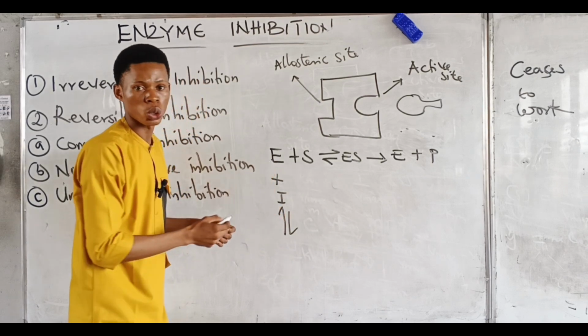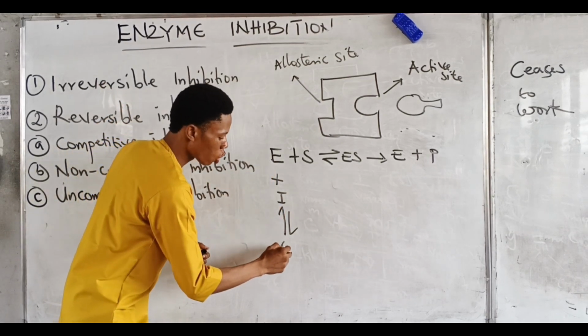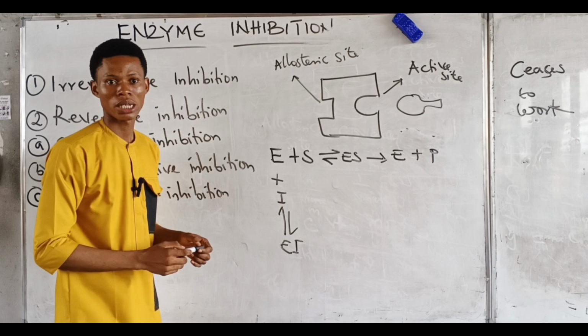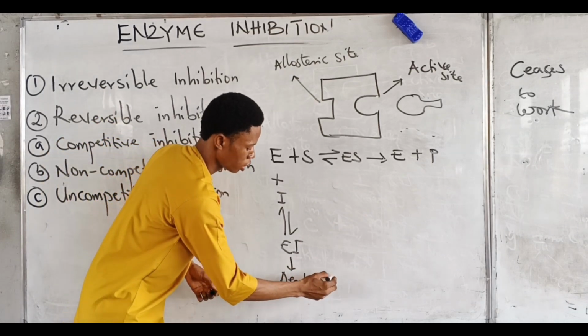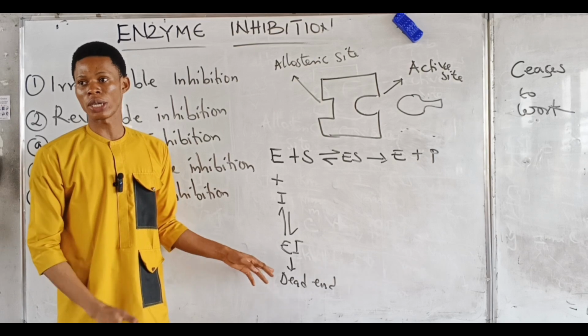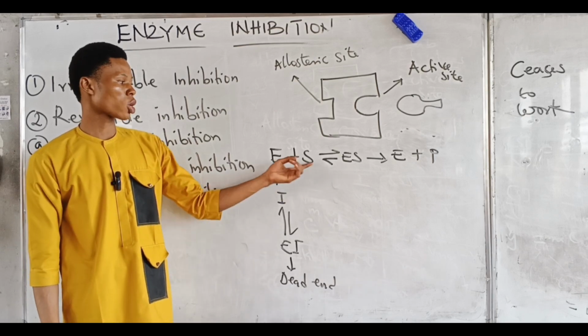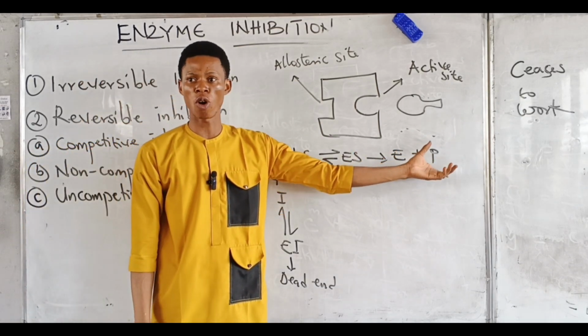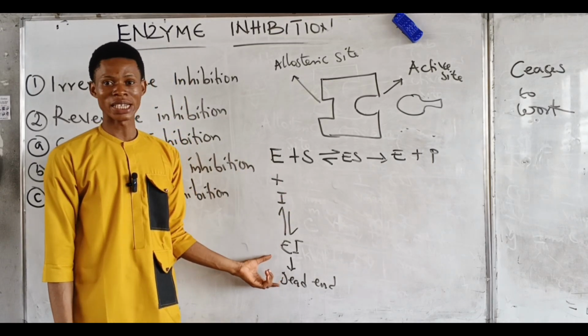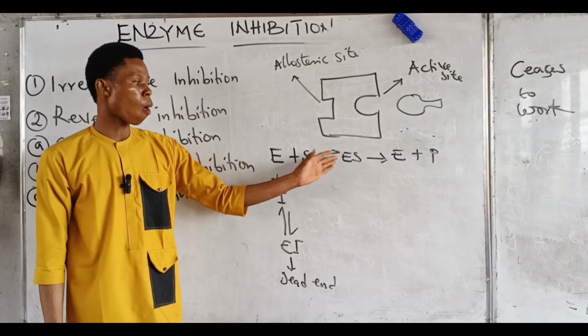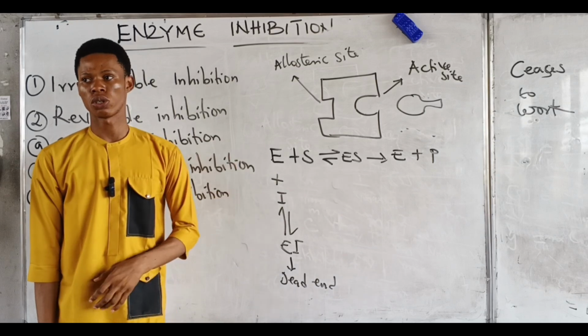If the inhibitor binds to the enzyme, what do we have? The inhibitor enzyme complex, right? And this is a dead end, because catalysis cannot take place here. But if the substrate binds, catalysis takes place to form products. If the inhibitor binds, we have a dead end. So this is competitive inhibition.